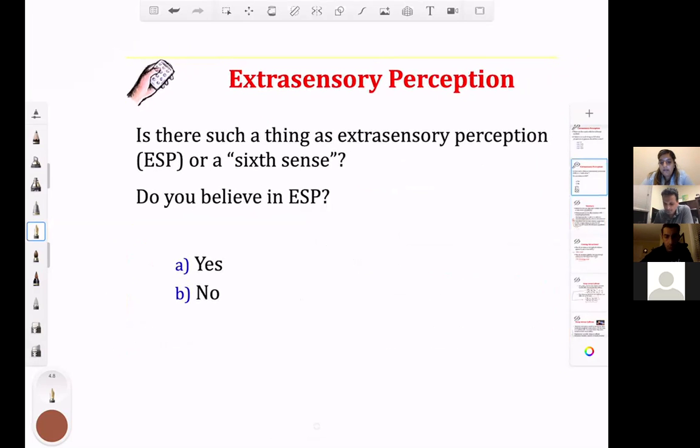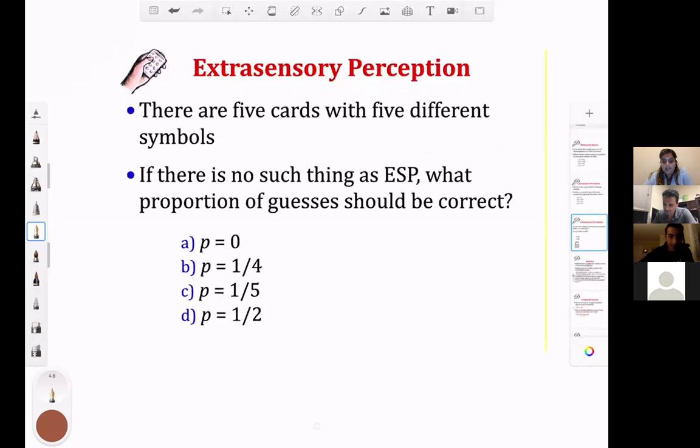So, is there such a thing as ESP, the sixth sense? Do you believe it or not? Steve said no. I'm sure Musa is going to say yes, I can read your mind. But in order to answer this one, we need to have enough evidence to prove it, correct? So let's answer this question.